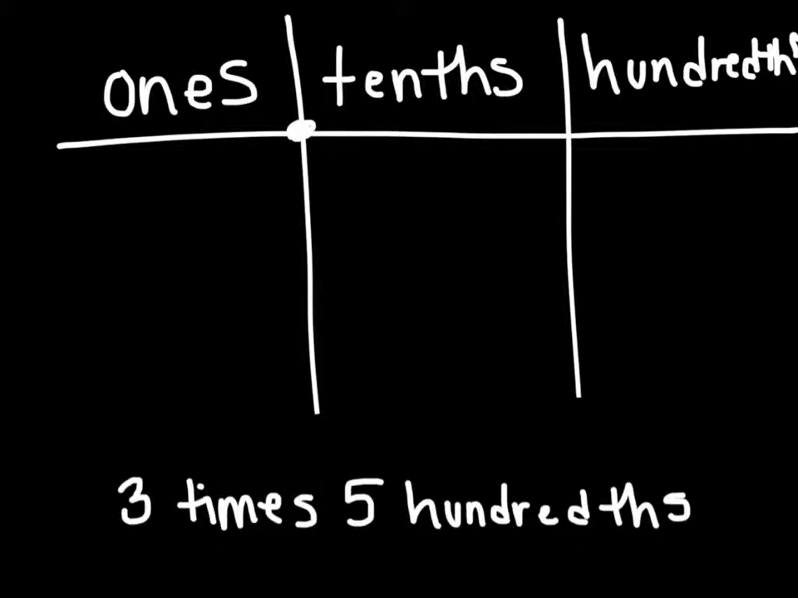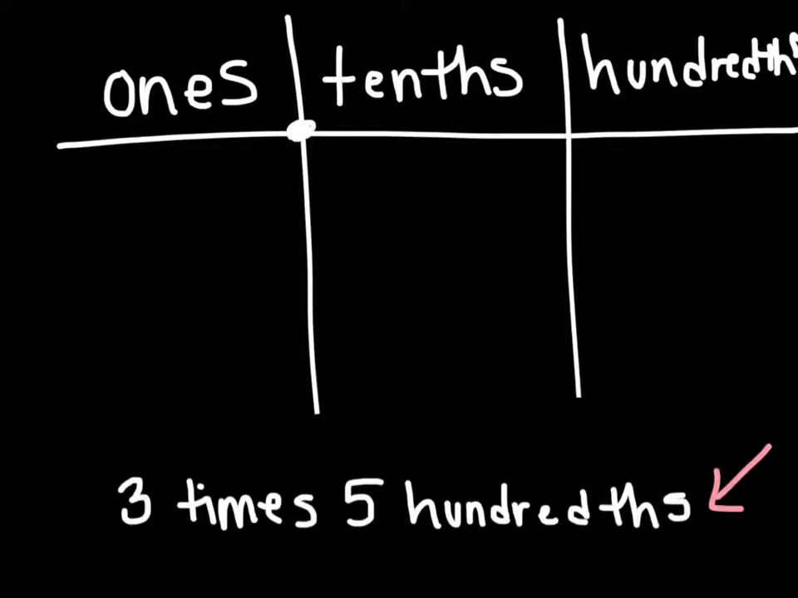This afternoon I'm going to talk you through two different problems. The first is multiplication of decimals using the dot method, and the second is multiplication of decimals using an area model. The first problem we're going to solve is this one here at the bottom, which is 3 times 5/100ths.